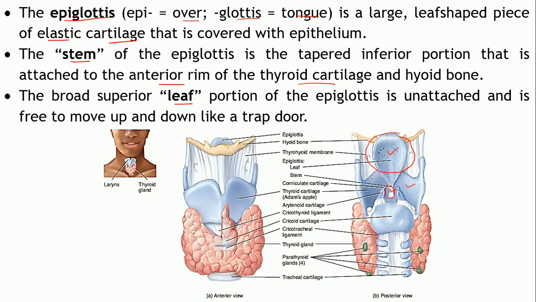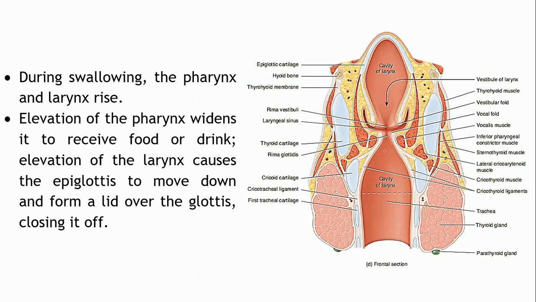So, this particular portion is actually unattached and it is freely moving. It is not attached anywhere. This leaf like structure is freely movable, it can move up and down like a trap door. Okay. Now, why is this provision present over here? There must be some reason why it is not attached and why it is freely moving. We have also considered this in the last video.